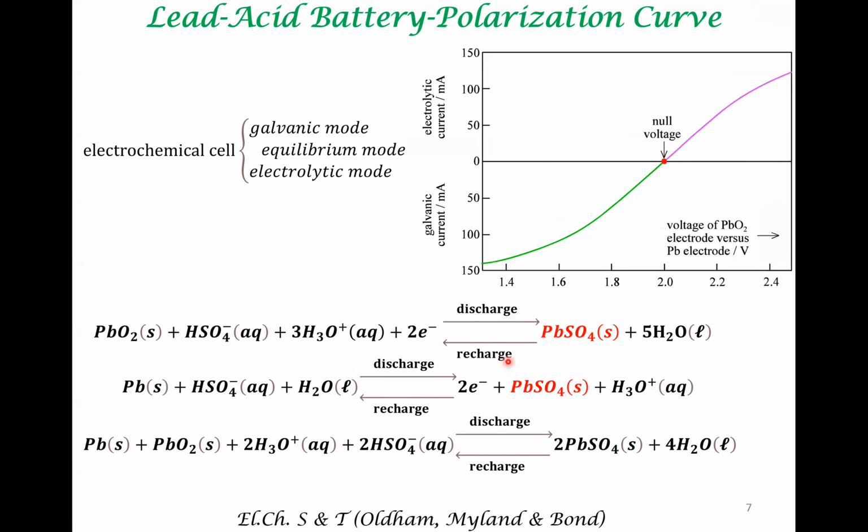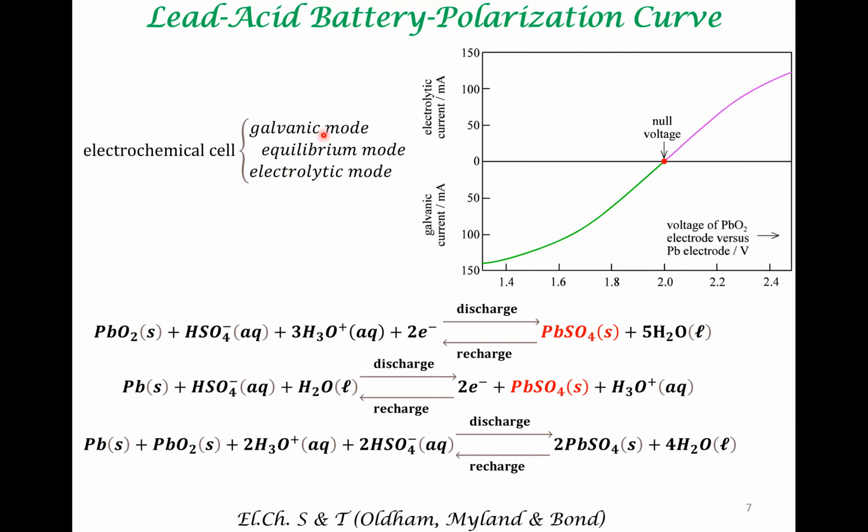Again, we can discuss the lead acid battery chemistry under three possible modes. When you say the lead acid battery is in a galvanic mode, what we are referring to is that the battery is getting discharged. So it is acting like a power source. When the battery is under an electrolytic mode, we are supplying external electrical energy and driving an endothermic reaction.